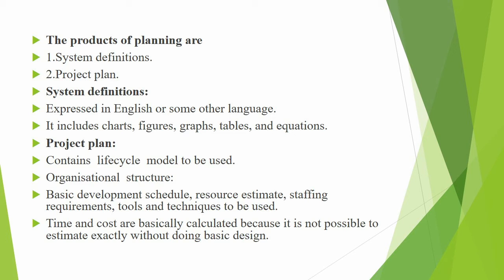System definition is expressed in English or some other language, and includes charts, figures, graphs, tables and equations. Project plan: it contains the lifecycle model to be used and organizational structure, basic development schedule, resource estimate, staffing requirements, and tools and techniques to be used. Time and cost are only approximately calculated because it is not possible to estimate exactly without doing the basic design.